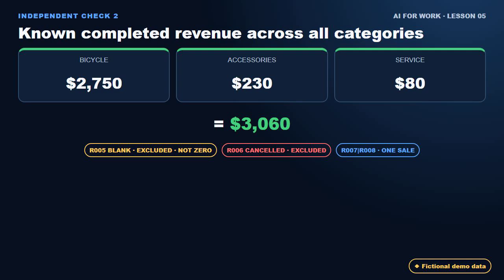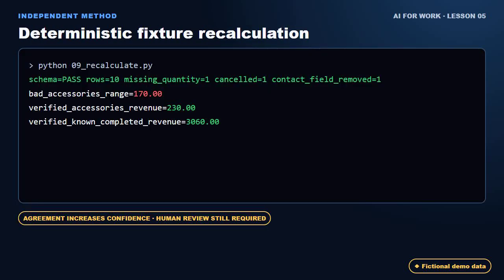The cancelled service row is also excluded, and R007 bar R008 represents one retained sale with duplicate lineage, not 2 sales. The committed recalculation script provides another independent method. It reads the clean CSV, checks the schema, confirms 10 retained rows, recomputes line revenue from quantity and unit price, applies the category and status filters, and checks the expected totals. It reproduces $170 for the incomplete range, $230 for corrected accessories revenue, and $3,060 for known completed revenue.